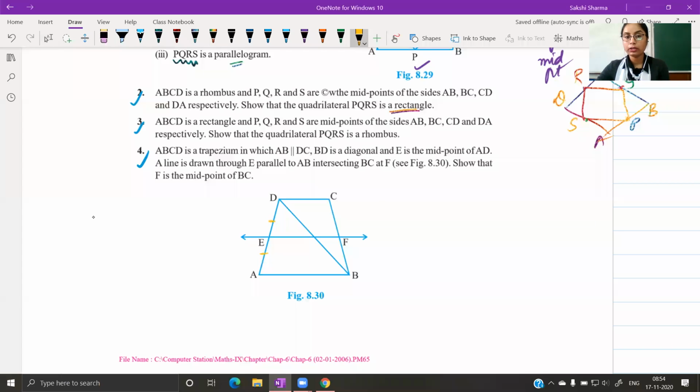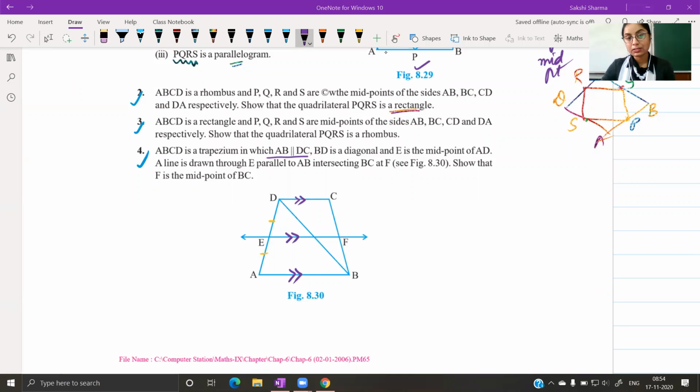So E is the midpoint. You can mark that these two parts will be equal. And there is a line which has been drawn through E, and it is parallel to AB. So there are 2 things given here. AB is parallel to DC. The line which passes through E is also parallel to AB. So you can just mark EF is parallel to AB, AB is parallel to DC. So what you get from here is that there are 3 parallel lines here.